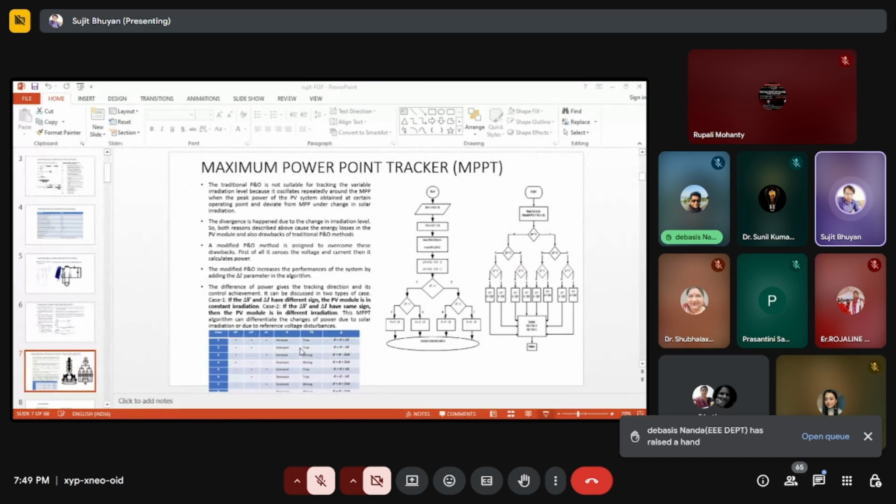The same thing happens for Q. Here, IQ reference is taken as 0. Why is IQ taken as 0? To make the power factor unity. Ideally, IQ of 0 means you can make the power factor unity, but practically we cannot; we can only make it close to 1. This IQ signal is given to the comparator, and both signals are given to the PI controller, which produces the two signals VD star and VQ star.